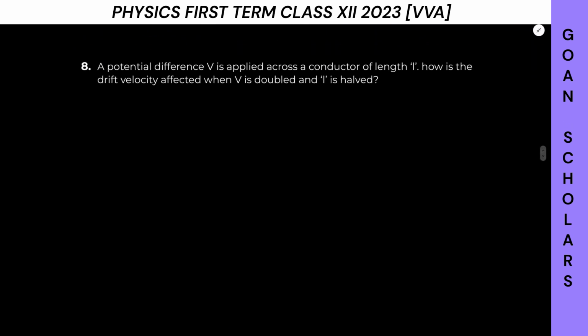A potential difference V is applied across a conductor of length L. So let's imagine this is our conductor, and potential difference V is applied across it, and the length of the conductor here is L. How is the drift velocity affected when V is doubled and L is halved? So first of all, what is our drift velocity?